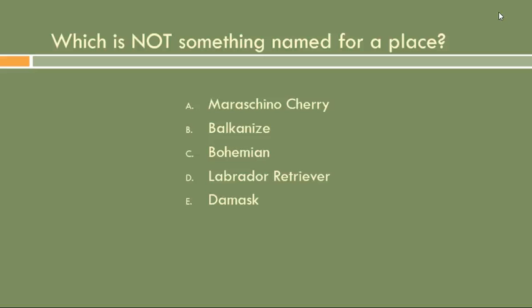Bohemian. Bohemia is today the Czech Republic, Slovakia, that area, what used to be Czechoslovakia. To balkanize, right? That's referring to the Balkans. Maraschino cherries, on the other hand, refer to the tree itself. So that looks like it could be named for something, but it's not. Everything else is named for a place.